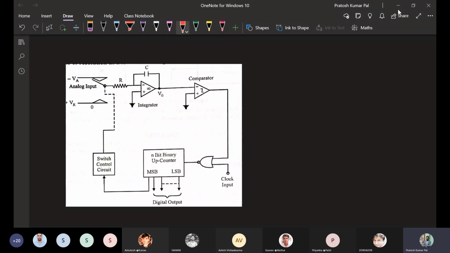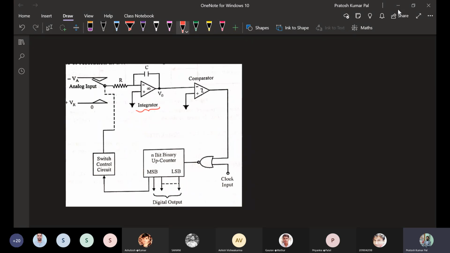This analog input voltage will be given to an integrator circuit, and whatever result comes out will be given to the comparator. After integration, we basically find out the slope. So whatever the analog value is, it will be compared in the comparator after going through the integrator.